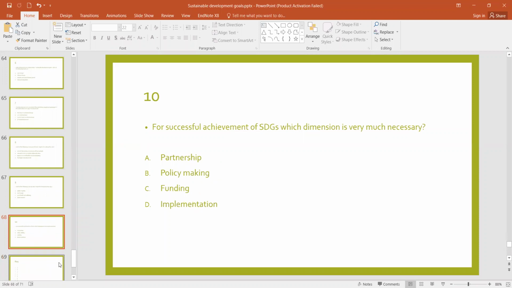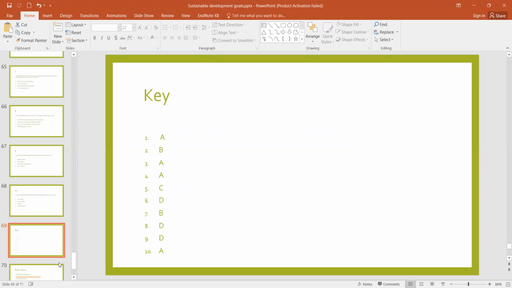For successful achievement of SDGs, which dimension is very much necessary? Partnership, policy making, funding, implementation. A. Partnership, A is the right one.